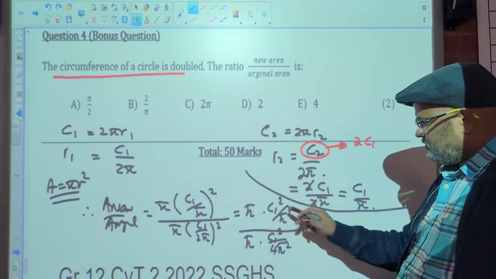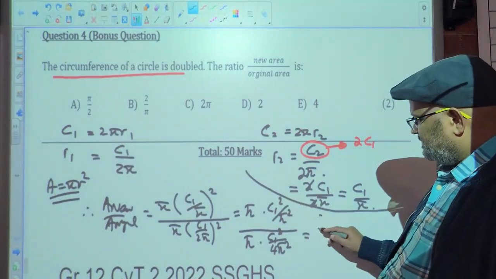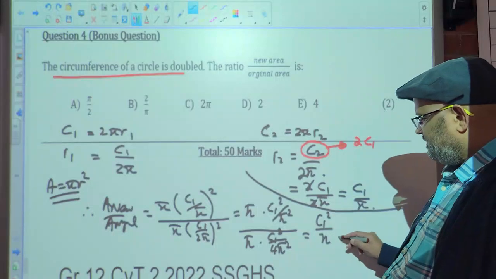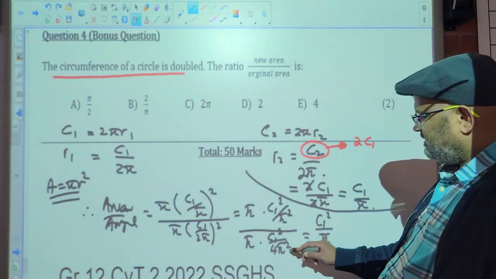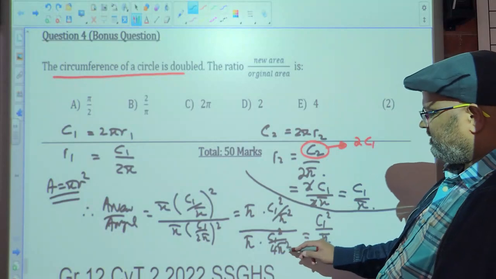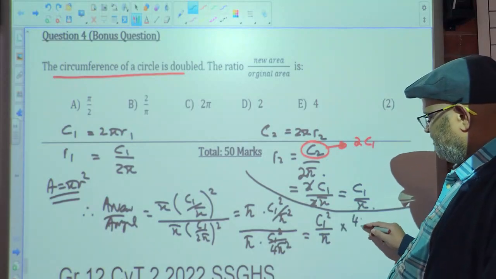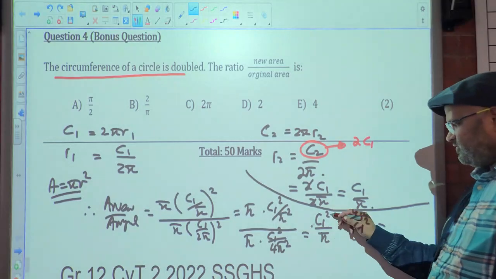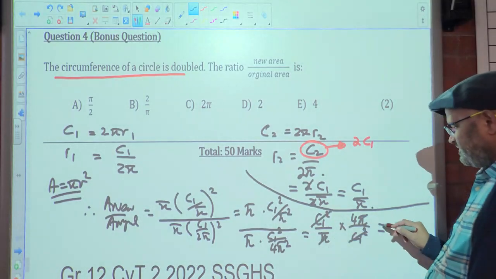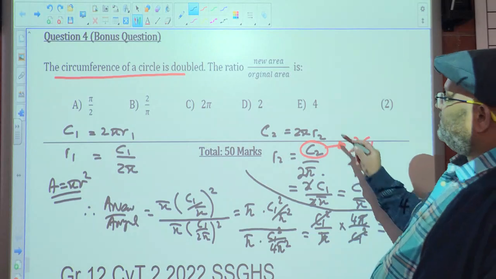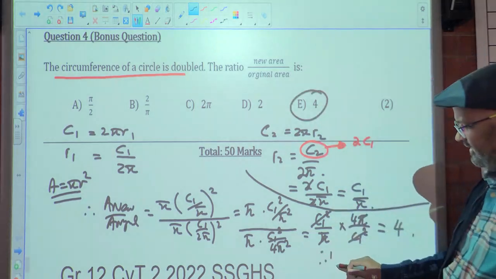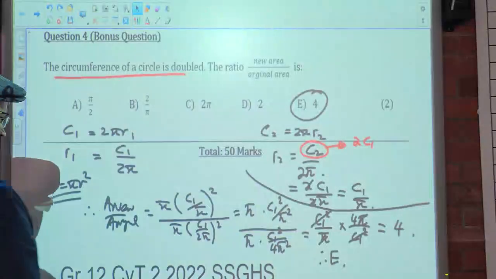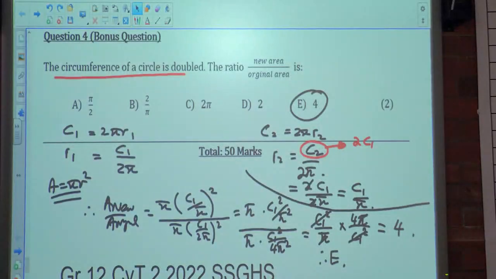Alright. So on top we got C1 squared over pi, which must be divided by C1 squared over 4 pi, which is times 4 pi over C1 squared. So of course that cancels, that cancels. So the answer is 4. So therefore E. I'm sure there should have been an easier way of doing it, but this is the way I saw it at the time.